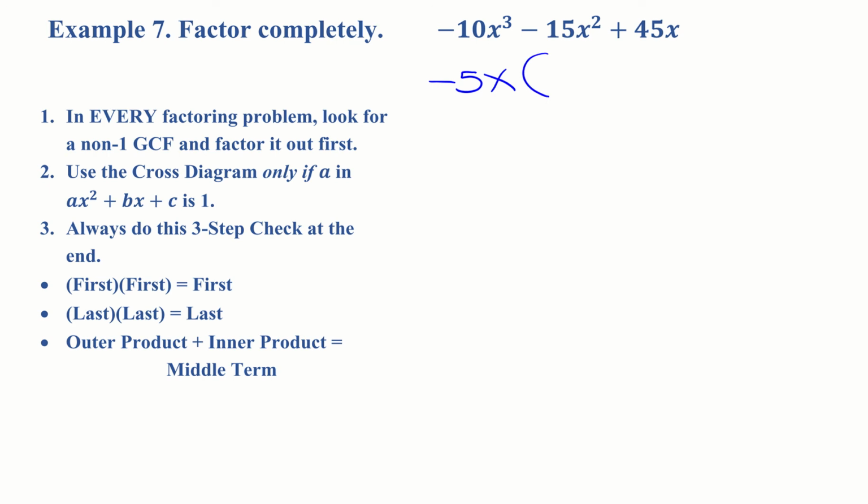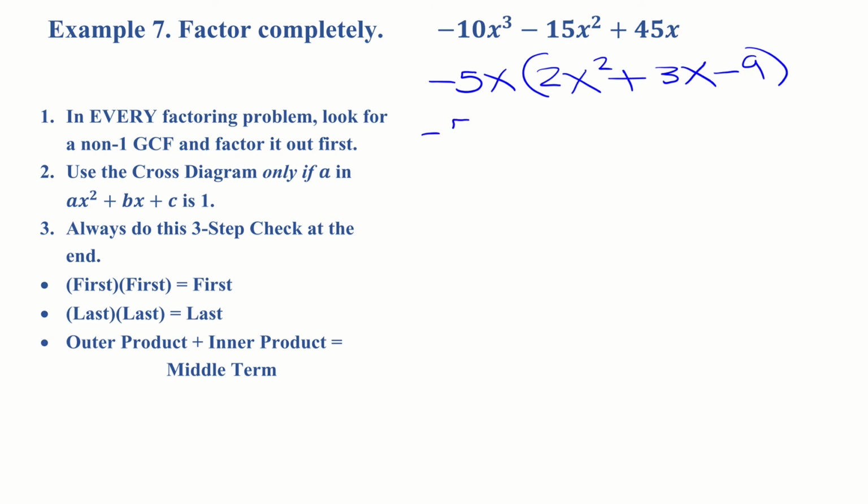That leaves us what? 2x squared plus 3x minus 9, right? Let's make sure that's going to give us negative 10x cubed minus 15x squared plus 45x when we distribute. So yes, we've done it correctly.